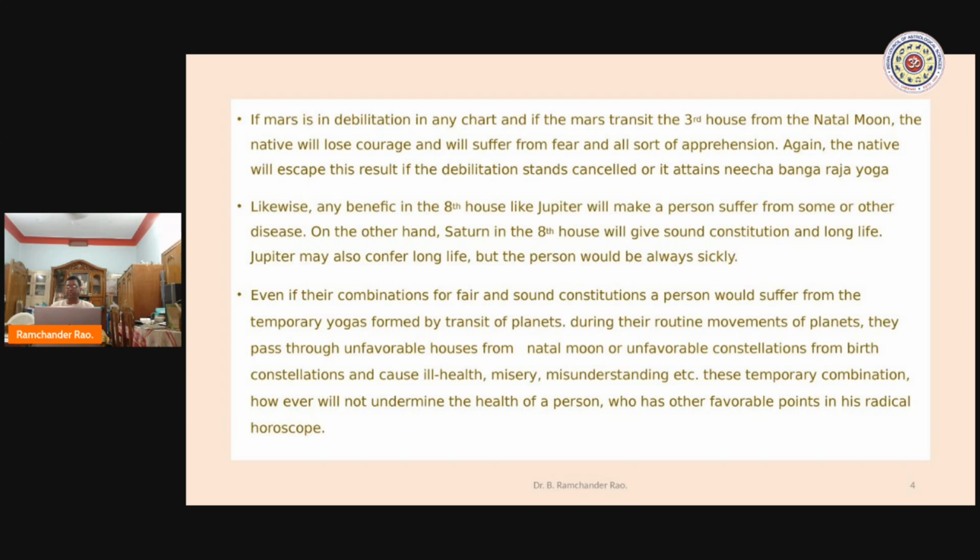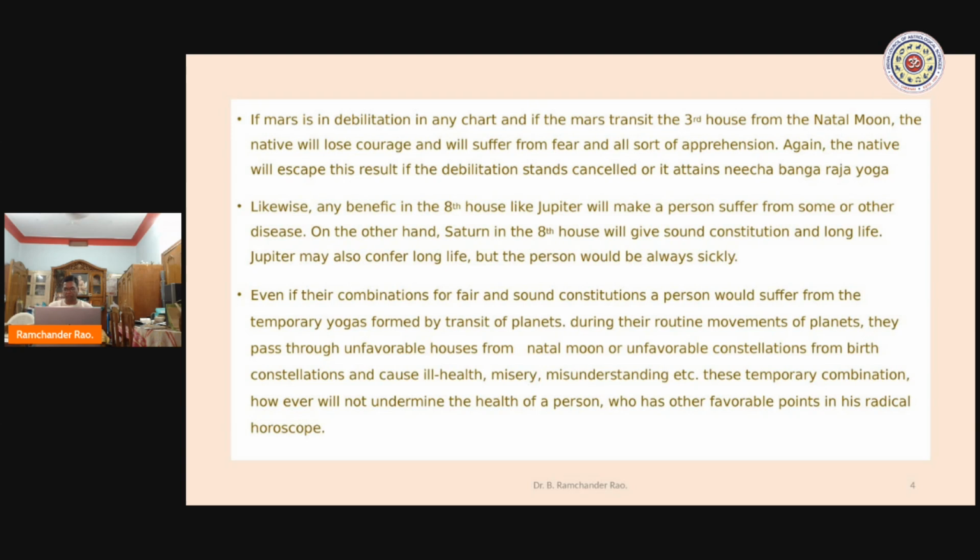These temporary combinations, however, will not undermine the health of the person who has other favorable points in the radical chart. Agar apan ka radical chart mein, we have a very good chart in this, these can be minimized. These diseases can be minimized. Whatever the sufferings we are going to get from this transit of these planets will get reduced. That is very, very important.